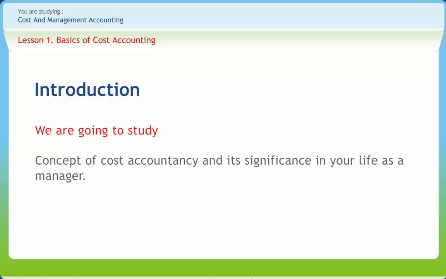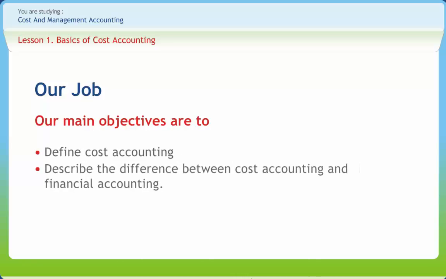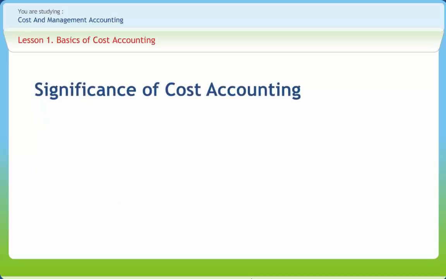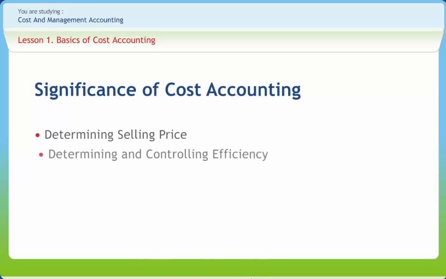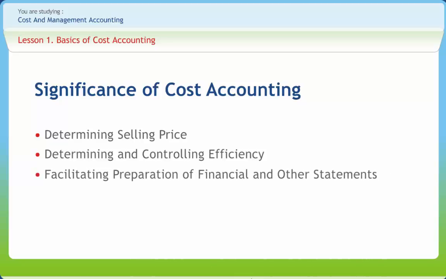This lesson introduces you to the concept of cost accountancy and its significance in your life as a manager. It follows from the previous slide that after studying this lesson, you should be able to define cost accounting, describe the difference between cost accounting and financial accounting, describe the key elements of cost accounting, and explain the effectiveness of cost accounting. The main significance of cost accounting can be summarized as determining selling price, determining and controlling efficiency, facilitating preparation of financial and other statements, and providing basis for operating policy.